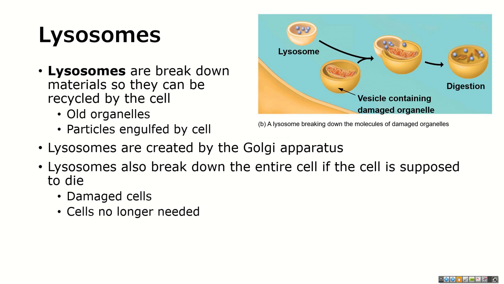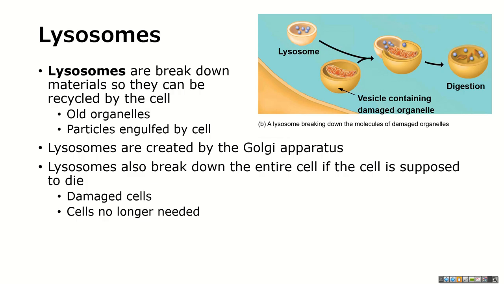These are used in damaged cells. If a cell is damaged, but the whole cell isn't dead, the lysosomes can fuse with the damaged thing and break it down so that the cell can make a new one. Or if a cell itself is damaged to the point that it needs to be destroyed, the lysosomes will actually control that process. Also, some cells are just no longer needed, and they get broken down by their own lysosomes in a very controlled method that doesn't damage the cells around them.